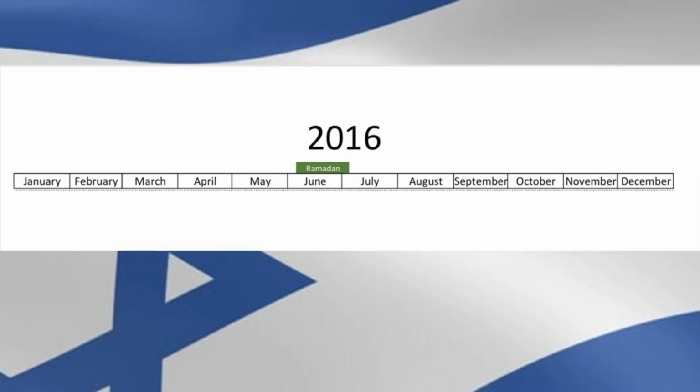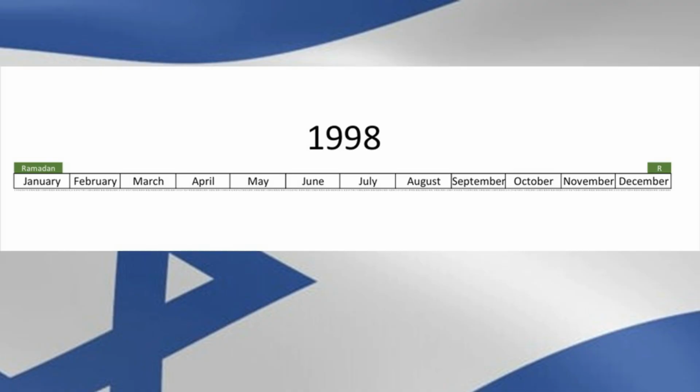So we can see that in 1997, Ramadan started on January 10th. But because it was so early in the year, there was another Ramadan that started on December 30th. And then in 1998, Ramadan started on December 19th. So the previous year, it had started on December 30th, and now it's starting on December 19th. Now in 1999, it started on December 9th. And so we can see that in this graphic, it keeps moving to the left by 10 or 11 days every single year.